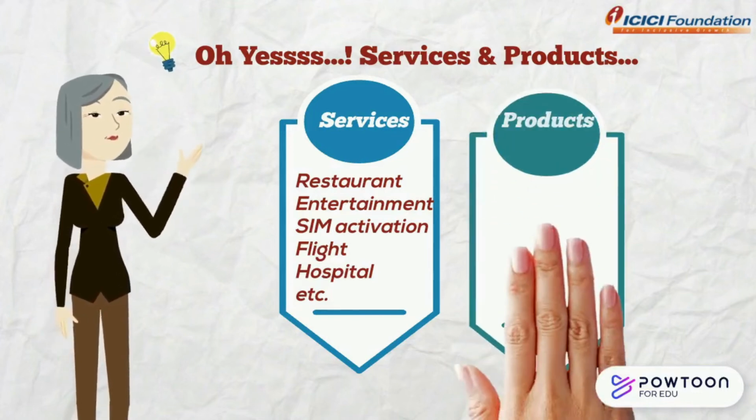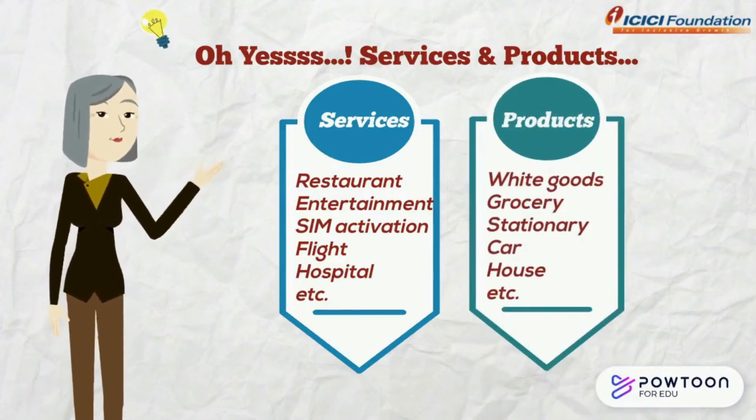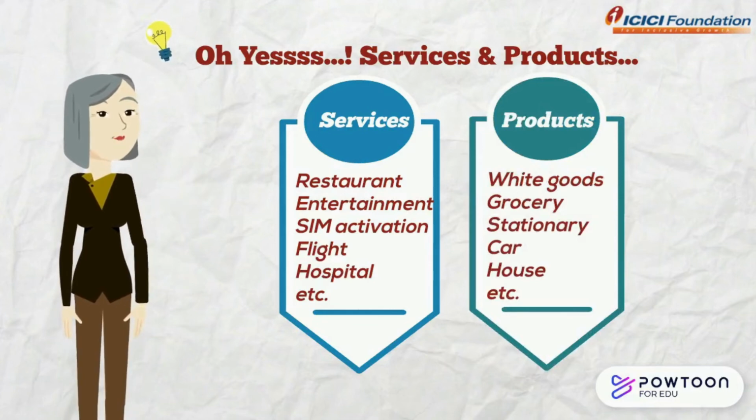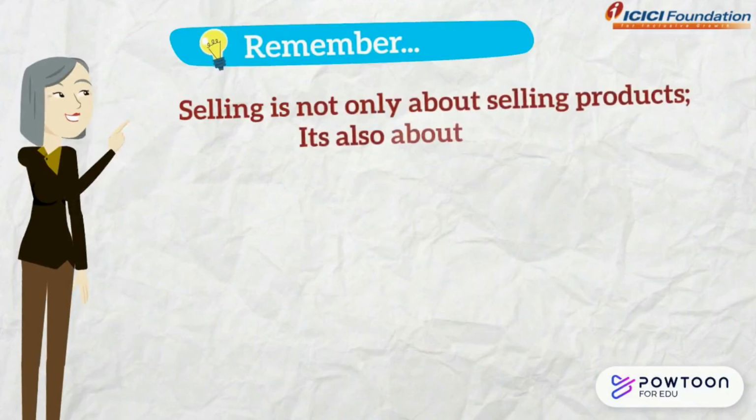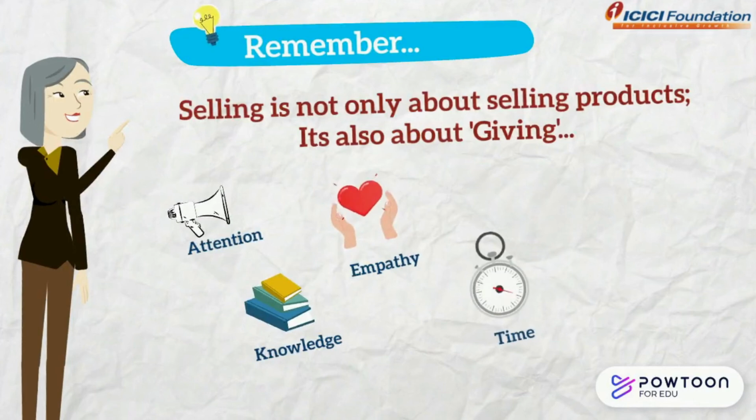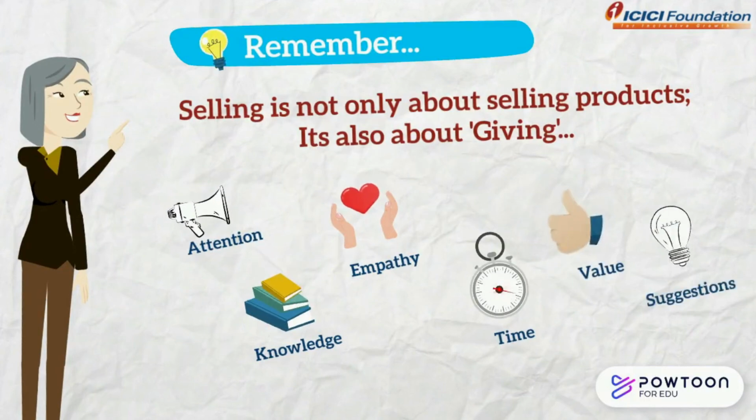And products, of course, white goods, grocery, stationery, car, house, and many more. So do remember, selling is not only about selling products, it's also about giving attention, knowledge, empathy, time, value, suggestions.